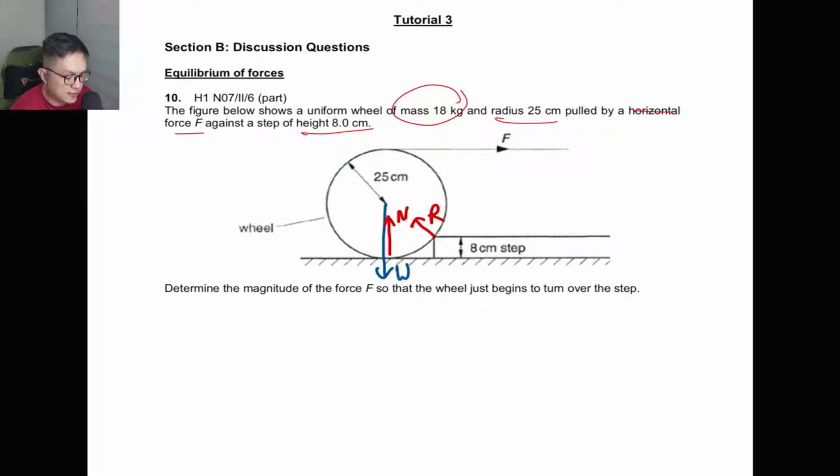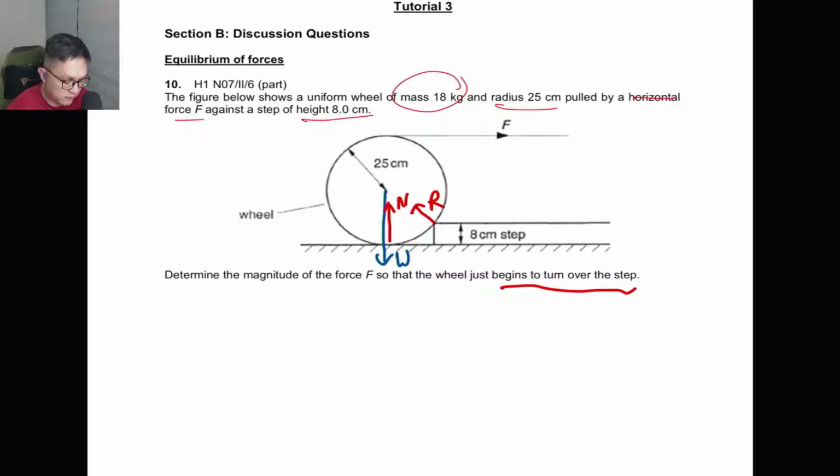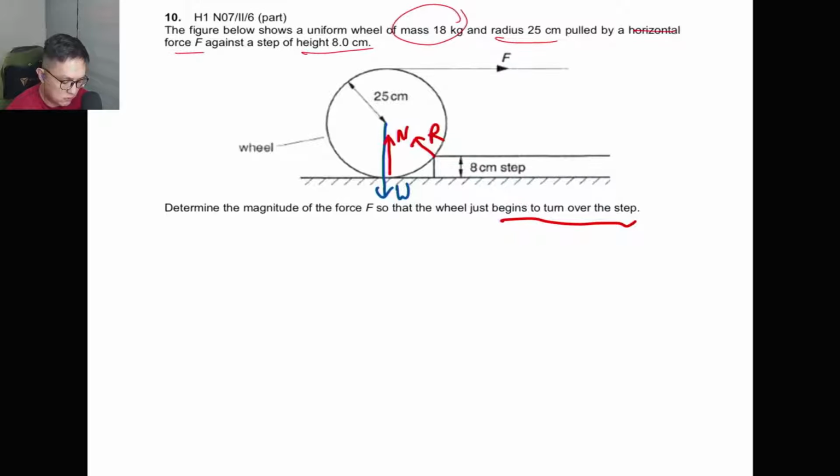Okay, so let's try to understand the question a bit more. What does it mean such that the wheel just begins to turn over the step? Okay, so what this means is that when you pull on this point here, this wheel will start to rotate about this point. And then basically this portion here will start to roll up this way. So when this begins to turn, you have a few things happening. One is that your contact with the ground will disappear. That means your normal reaction force will become 0.